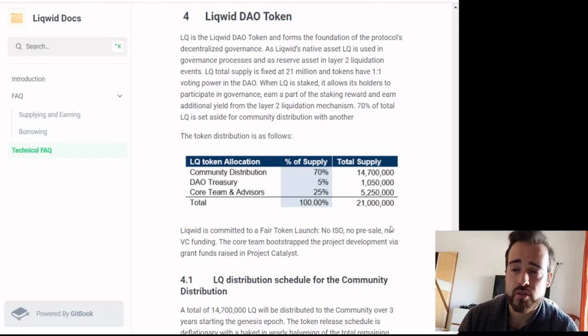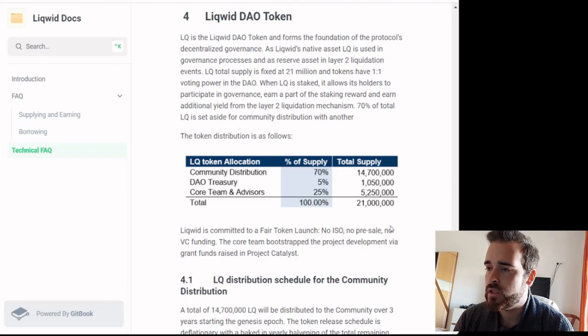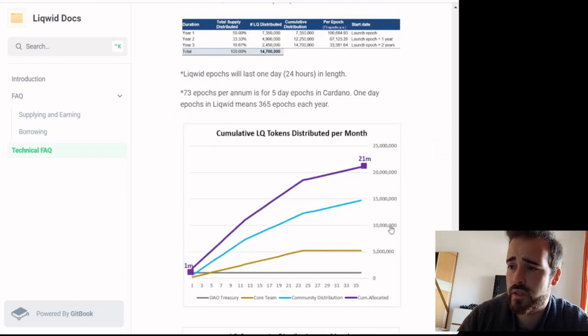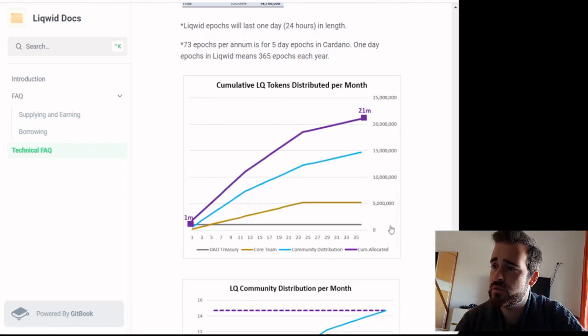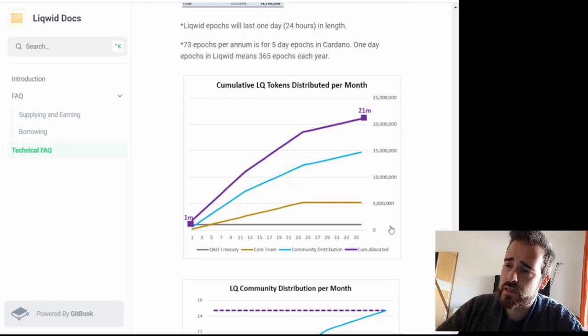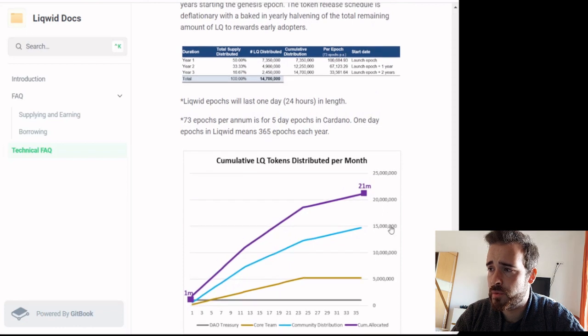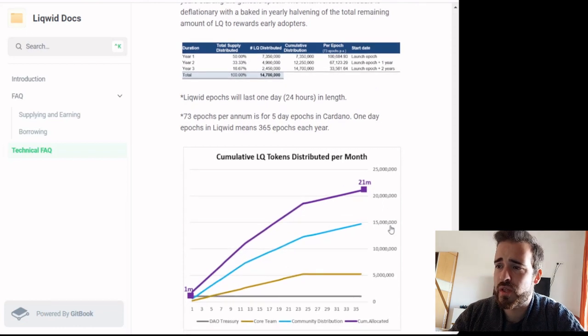Okay, that the users, the voters of the DAO will create. So let's now take a deeper look into the emission of the LQ tokens. Looking first at the emission for the community distribution part, we see that emission will go across 3 years, so a pretty short period for emission. And in this case, it will be a deflationary token emission with yearly halvening of the emissions.